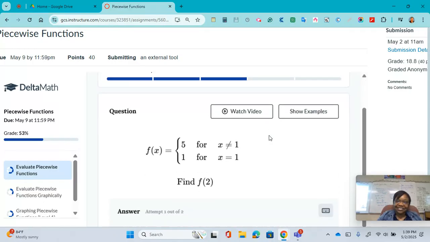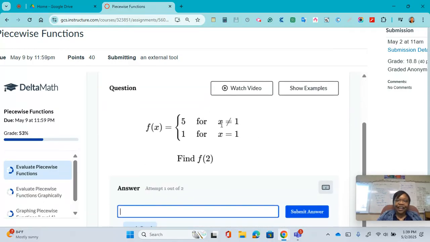Next one. If our x does not equal 1, our answer is 5. If our x equals 1, our answer is 1. Our x is 2, so our answer is 5.